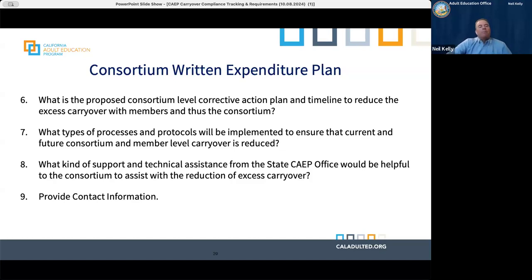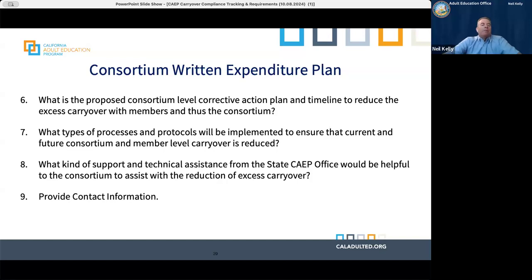Question 7, what types of processes and protocols will be implemented to ensure that current and future consortia and member level carryovers are reduced? And so maybe you have monthly meetings or quarterly meetings and you go over your NOVA expenditures, projections. We're going to talk about any number of tools that are available that you can use. And so maybe you're going to embrace some of those tools. So this is your opportunity to explain those processes and protocols and what that looks like, and gives the state a better understanding of how you're dealing with it.